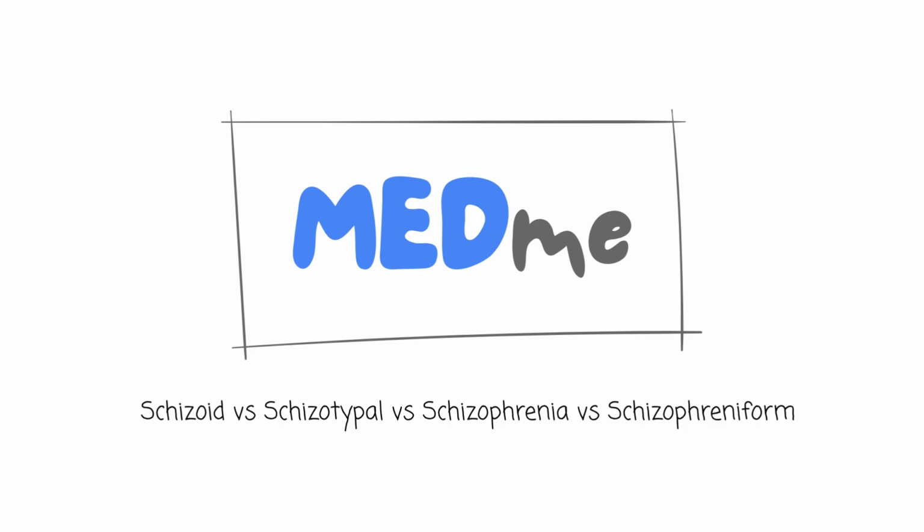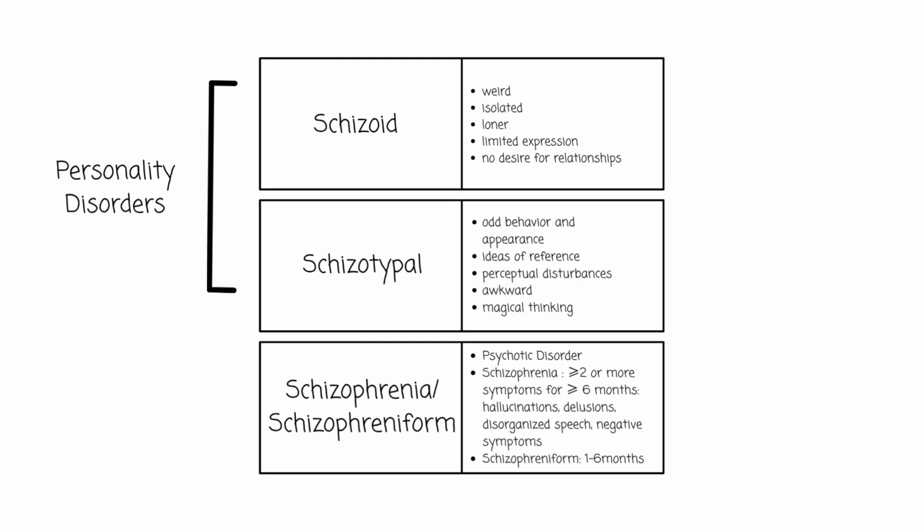Today we're going to be talking about schizoid versus schizotypal versus schizophrenia versus schizophreniform. Now, these topics are easily confused, but hopefully today's video will help you break down the subtle nuances between each of them. So let's get started. So first, let's talk about personality disorders. We have schizoid and schizotypal.